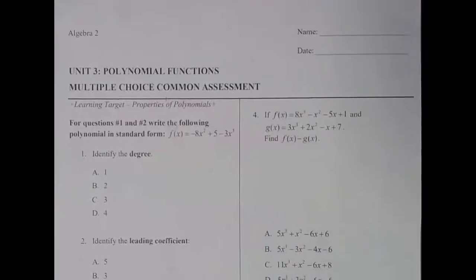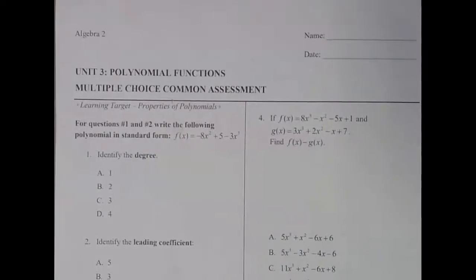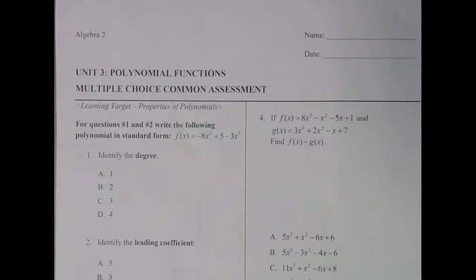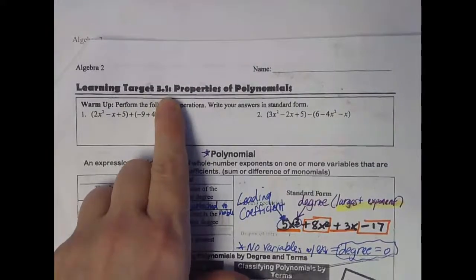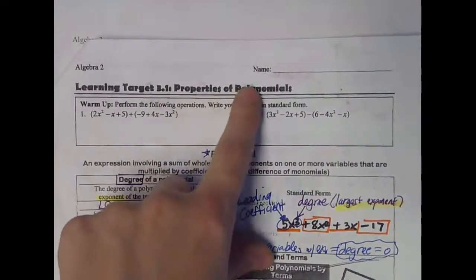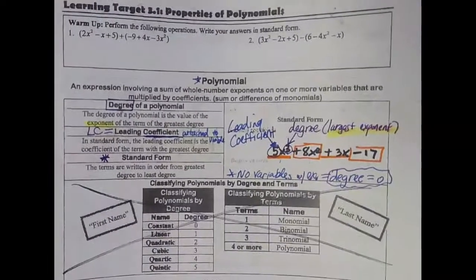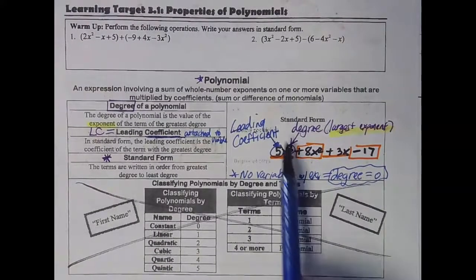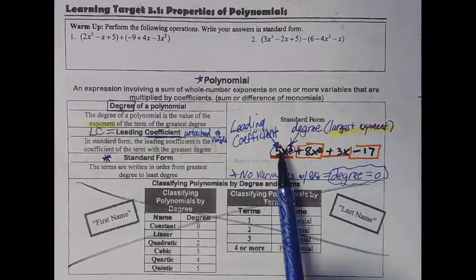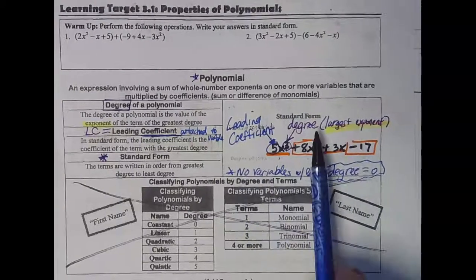All right, so this is our Unit 3, Section 1 test. Make sure you also have your note sheets out. So just so you can see, this is Learning Target 3.1, Properties of Polynomials. You should have this note sheet. So remember, this is one of the most helpful things we're going to use here.